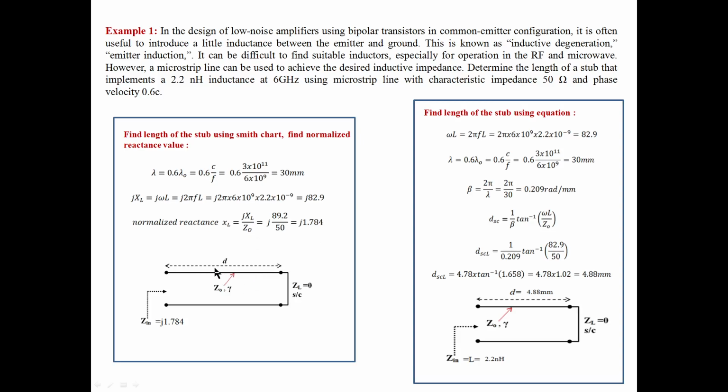Using the Smith chart, what you have to do? Take the required value of inductor, get the reactance value, normalize that value. This is the actual reactance, normalize this value, that is the normalized one. This value of reactance I needed at the input side. To get this value of reactance, what should be this distance? Okay, that you can easily do from the Smith chart.